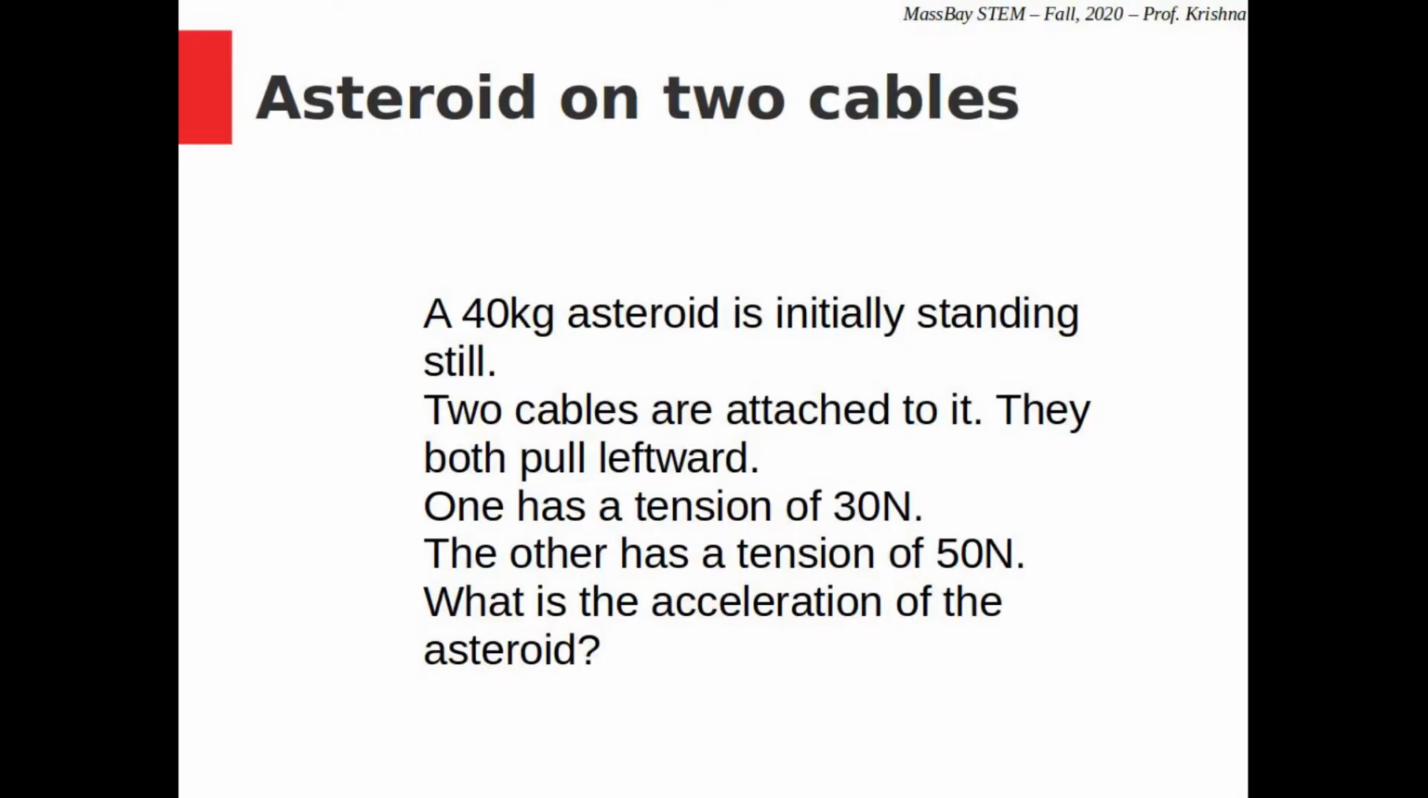So far we've seen cases where something is subjected to only one force, but there can be multiple forces acting simultaneously. Consider this case. A 40-kilogram asteroid is initially standing still. Two cables are attached to it. They both pull leftward. One cable has a tension of 30 newtons. The other cable has a tension of 50 newtons. What is the acceleration of the asteroid?